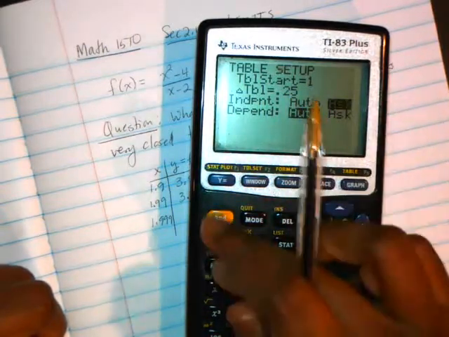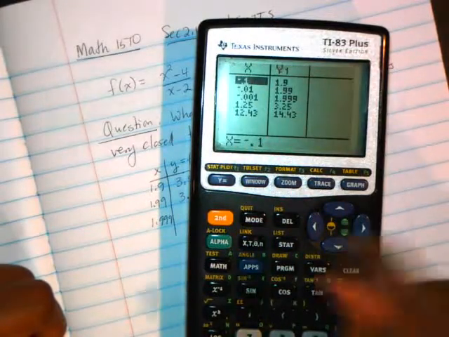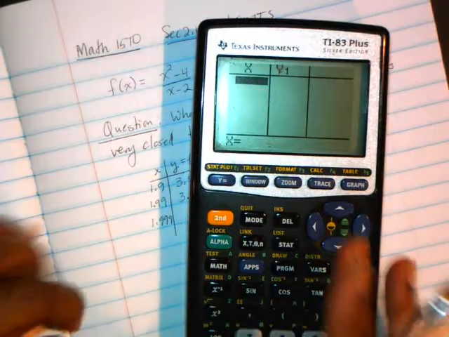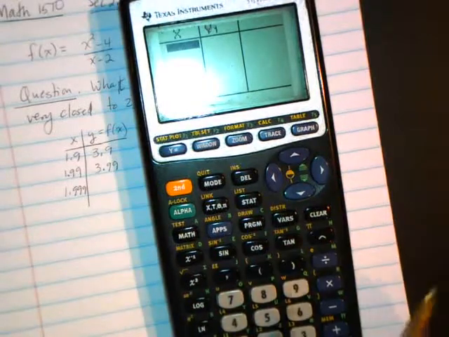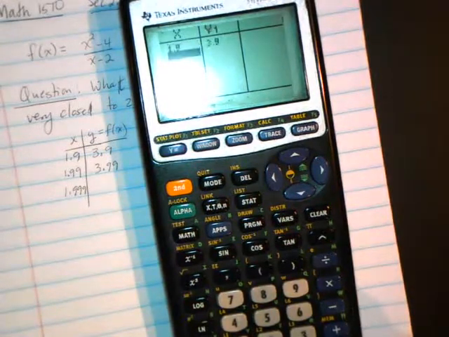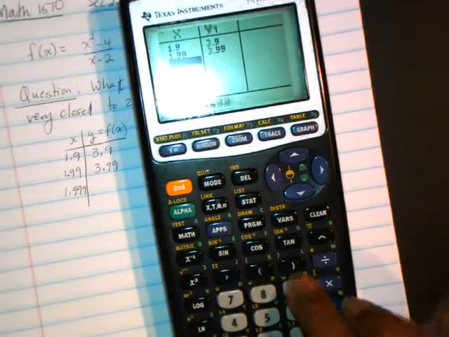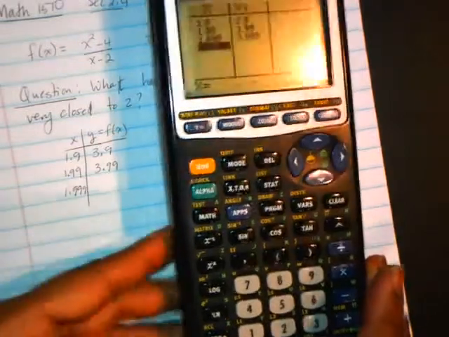Okay. Once you have it set up, go to table. And I seem to have some numbers there already, so if I push the delete button, I can get rid of them. So I'm ready to now build a table where I'm going to ask it to tell me what y is if x is 1.9, 1.99, and so on. And it quickly produces the y values, and that does save a lot of time.